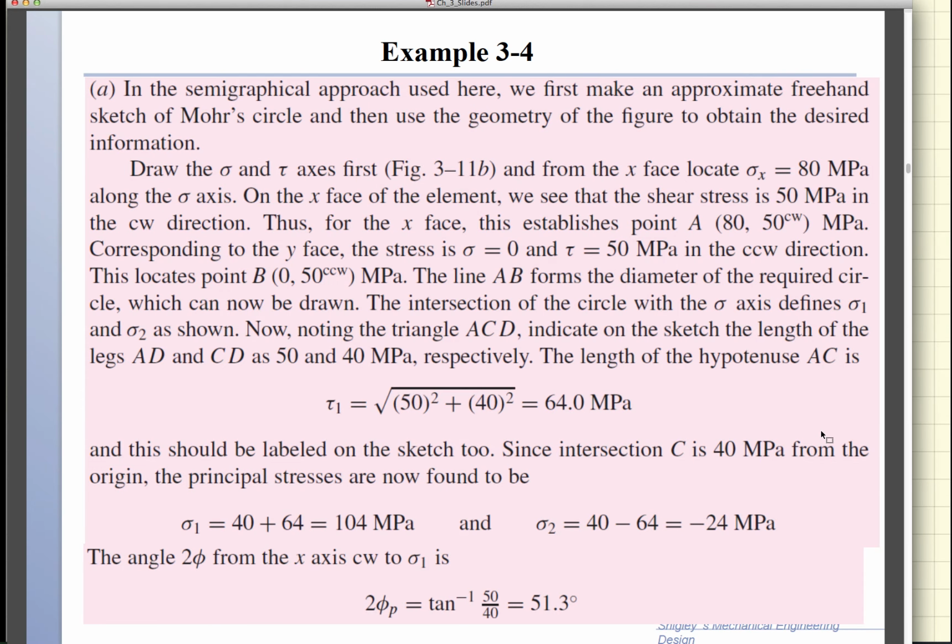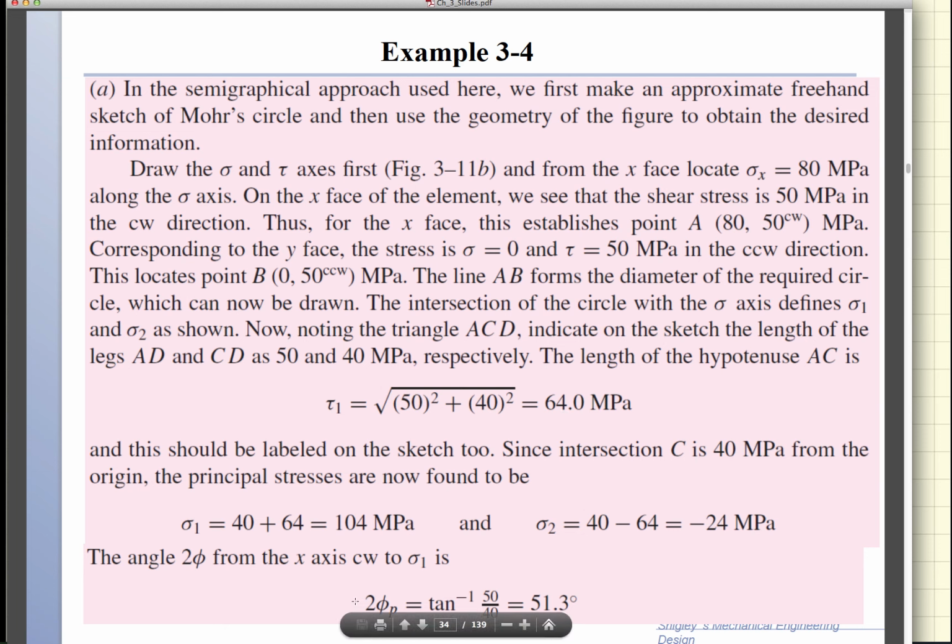So if you can see here, first is the coordinates A and the coordinates of B, and then we draw the line. First I need to find C, which is the center of the circle, which is equal to sigma x plus sigma y over 2, that's 40. And I need to find the radius. The radius is the same as the shear, and that is the square root of sigma x minus sigma y over 2 squared, plus tau squared. That gives me 64. That's the radius of the circle.